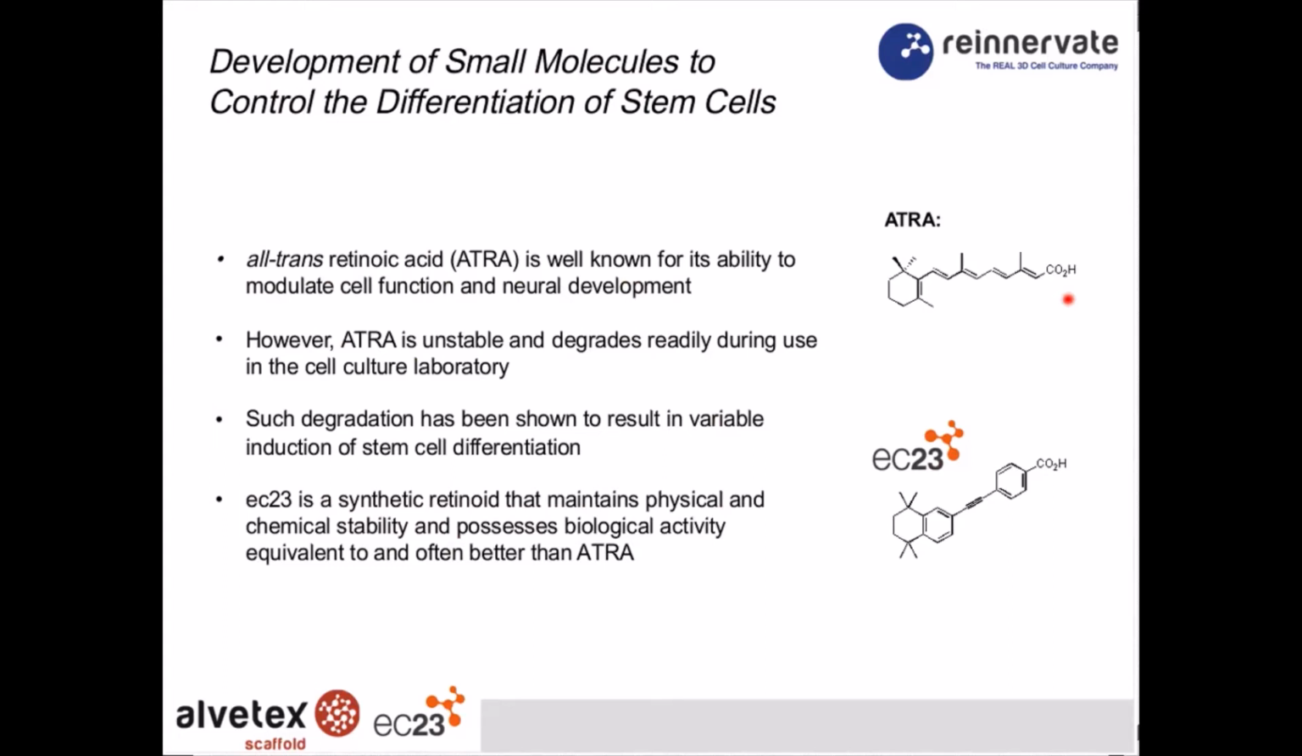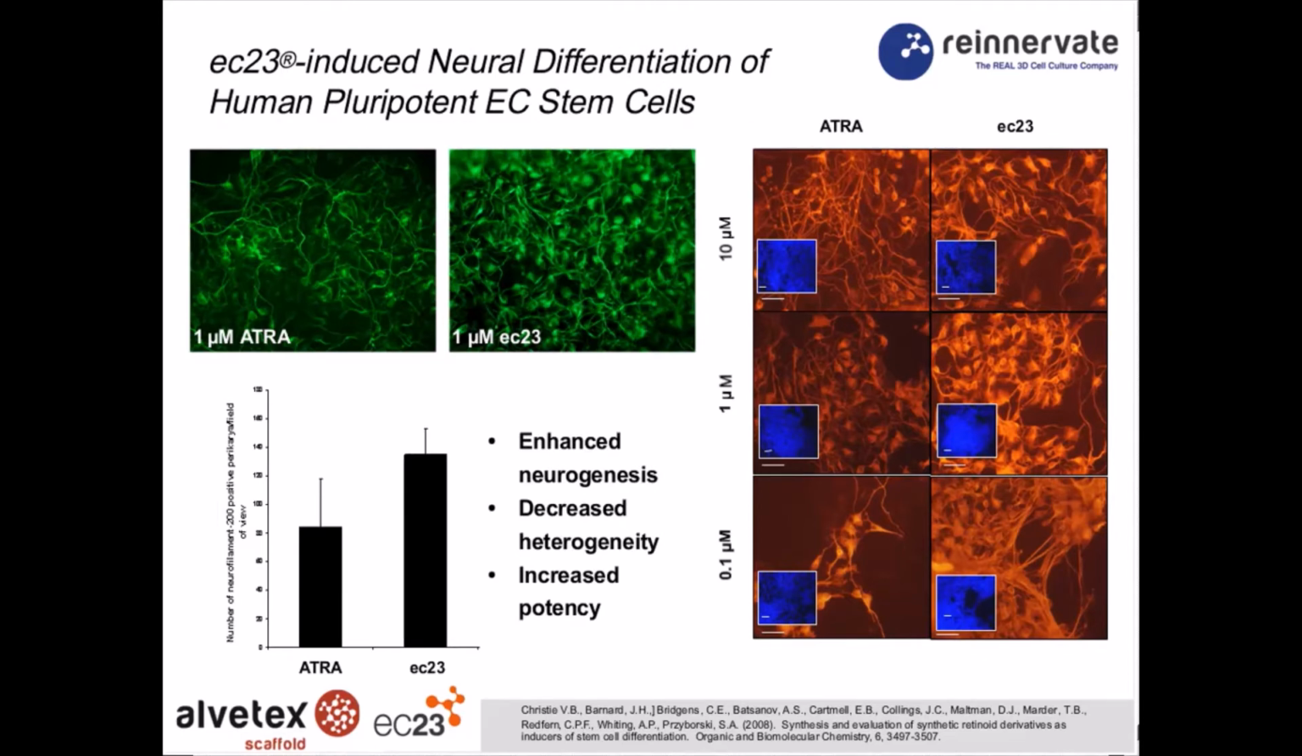So this is an issue. So what we've done is we've re-engineered this molecule and created a synthetic version of all-trans retinoic acid. It's known as EC23. And we now use this molecule to robustly and reproducibly induce our stem cells to make neurons. So just to show you, you've got ATRA here on this column and EC23 here, different concentrations.